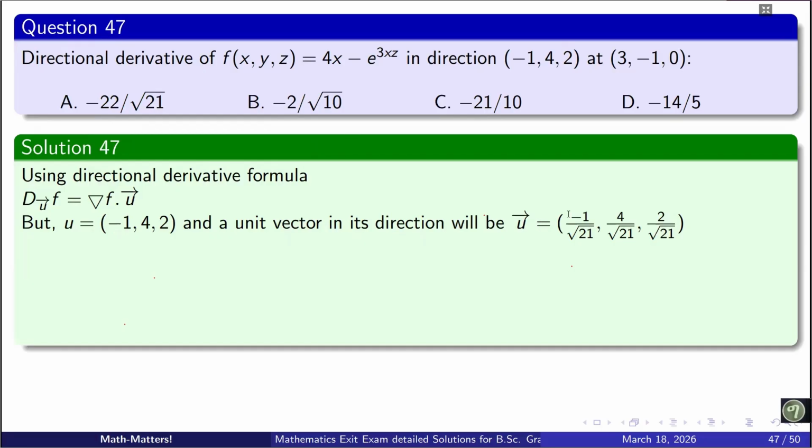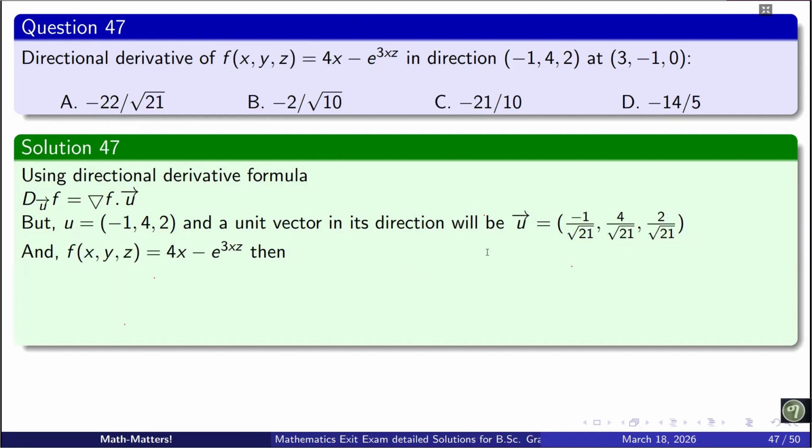The unit vector in the direction of this vector is u, which is equal to (-1, 4, 2) over the square root of the sum of the squares, that is, the square root of minus 1 squared plus 4 squared plus 2 squared.